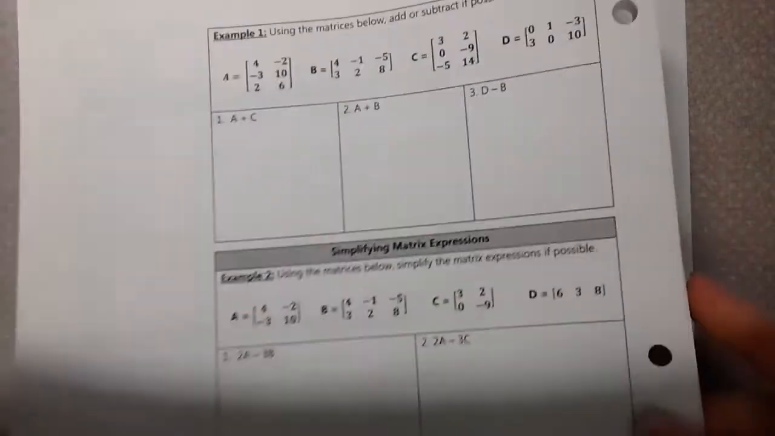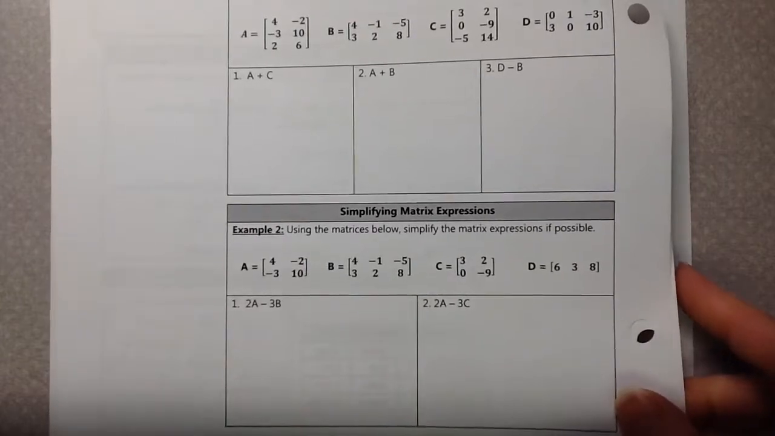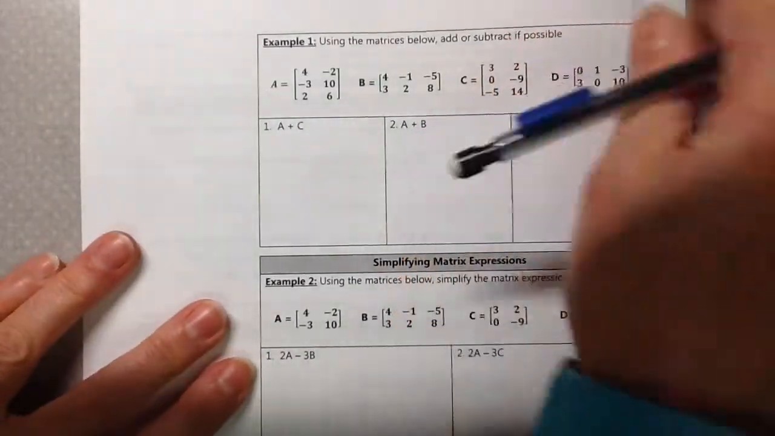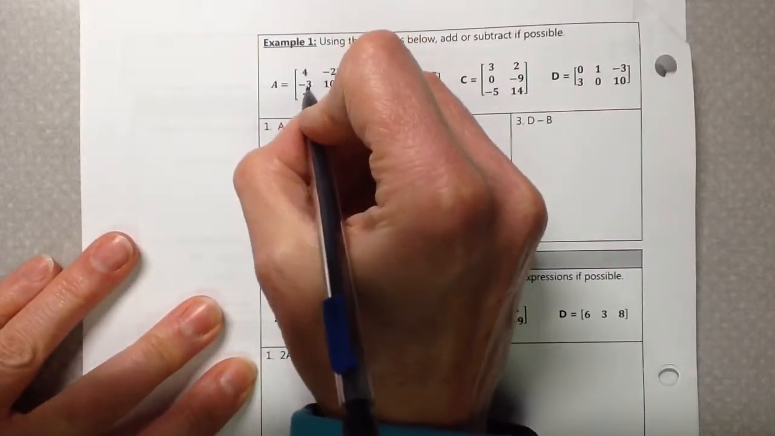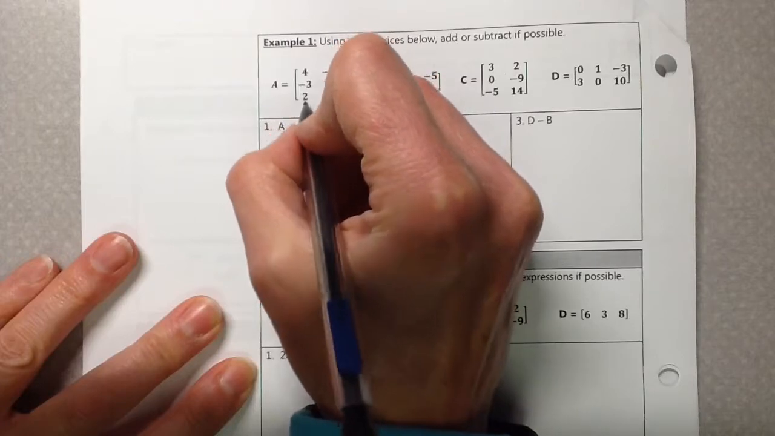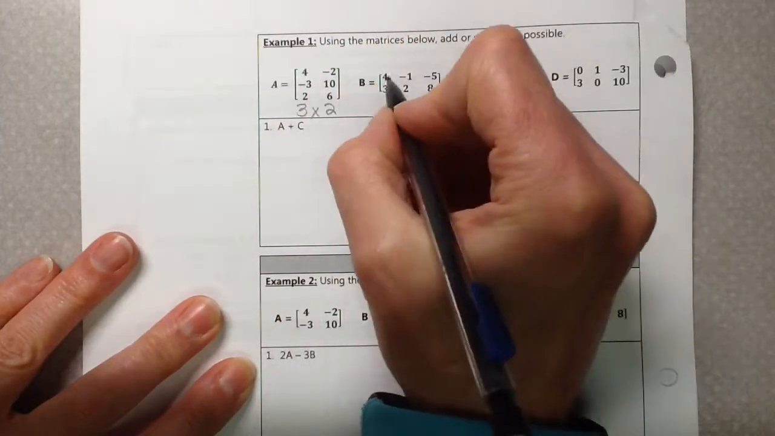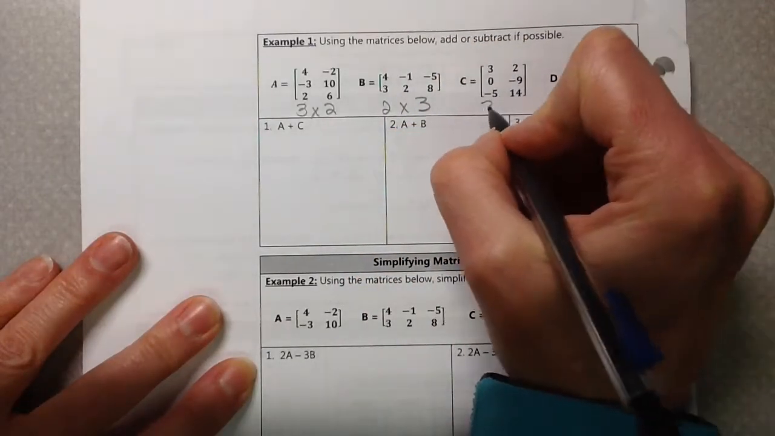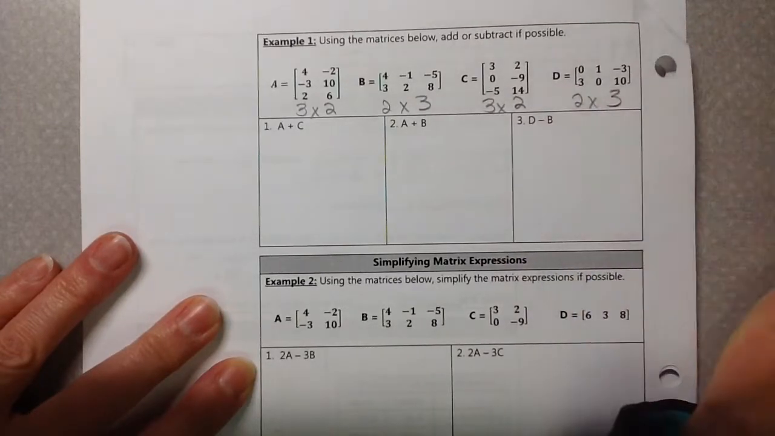All right, let's do a couple of examples of matrix addition. And the first thing I'm going to have you do is to write down the dimensions of each matrix, because we're not always able to add two matrices. This one is 3 rows and 2 columns. This one is 2 rows and 3 columns. This one is 3 rows and 2 columns. And this one is 2 rows and 3 columns.